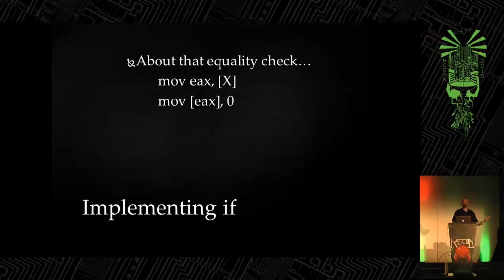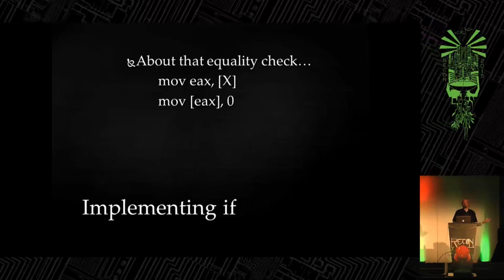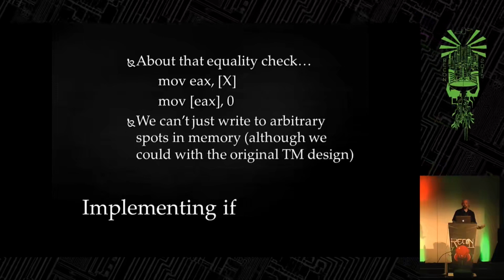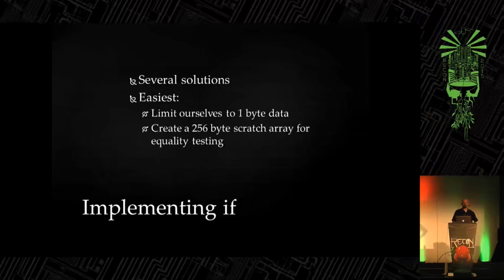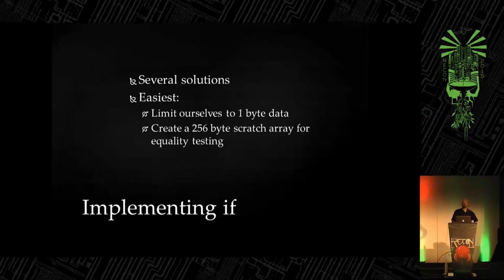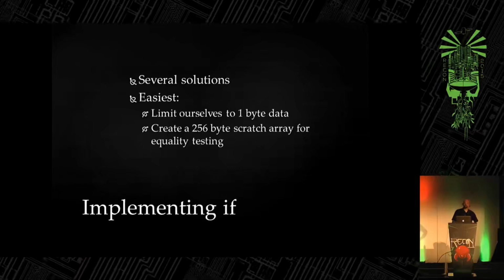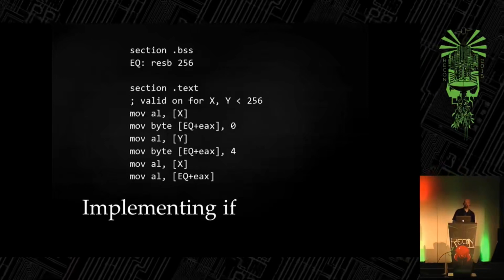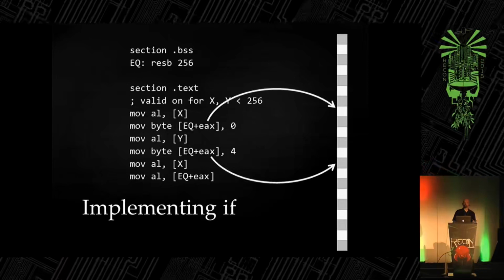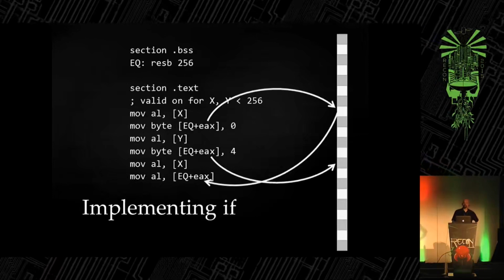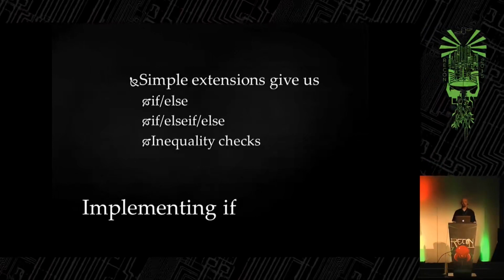You can't really write to any arbitrary memory address. That's a good way to seg fault. So we can get around this if we limit ourselves to byte-sized data and just create a scratch 256 element array for this equality check. I'm going to skip the details of that for brevity, but if you're really curious as to how we get around the seg fault issue with these equality checks, you can check out those slides later.